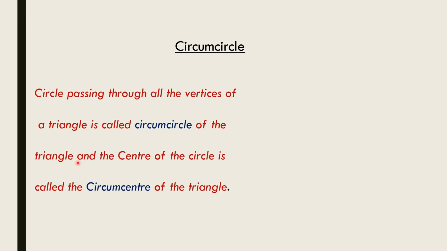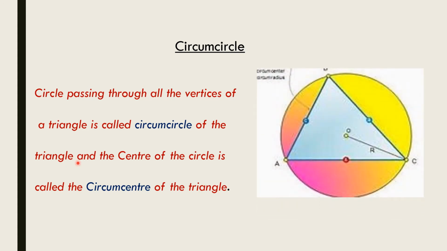Next is the circumcircle of a triangle. What is the circumcircle of a triangle? A circle passing through all the vertices of a triangle is called the circumcircle of the triangle, and the center of the circle is called the circumcenter of the triangle. Here in the figure, this circle is passing through all the vertices of a triangle. That is, the vertices are A, B and C, and this center of the circle is called the circumcenter of the triangle.